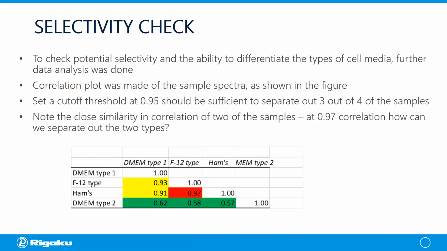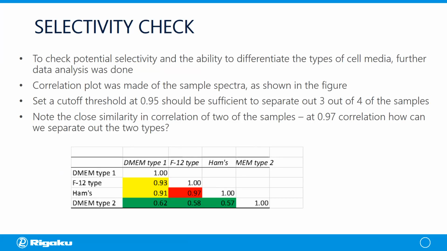So we began to check the selectivity of these 4 types of materials that we were interested in. We took the spectra from the previous slide, and we built a correlation map to see how closely correlated all of these spectra were.